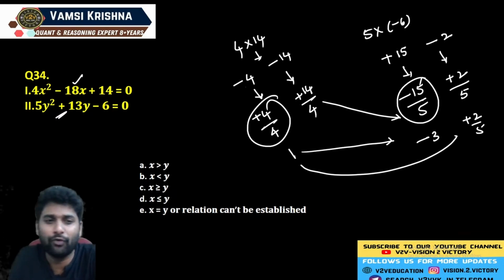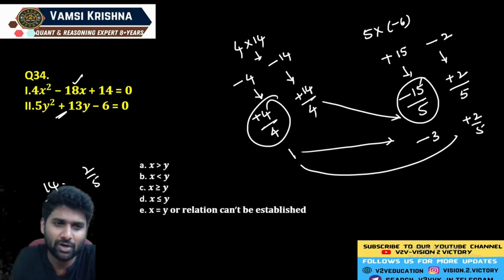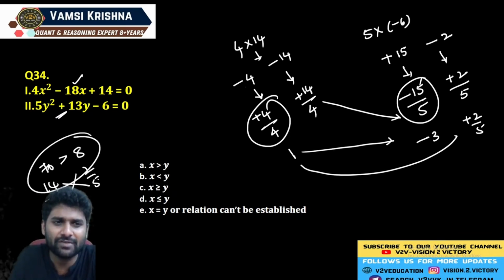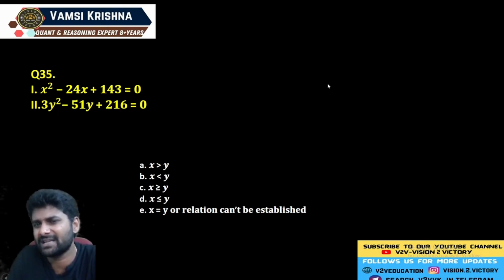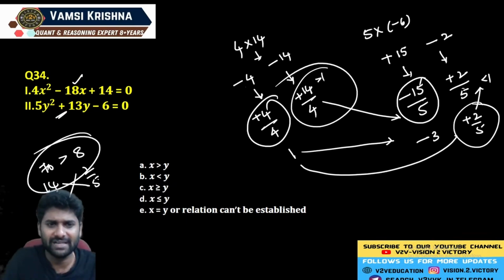14 by 4, whether it is greater or not, let me tell you one comparison. Cross multiply them. So 14 times 5 is 70, and you already know that, but let me tell you the process. And 70 is always greater than 8, so definitely 14 by 4 is always greater than 2 by 8. And you know that this is less than 1, and definitely it is greater than 1. There are many methods, it depends on your understanding. So the answer is x is greater than y.